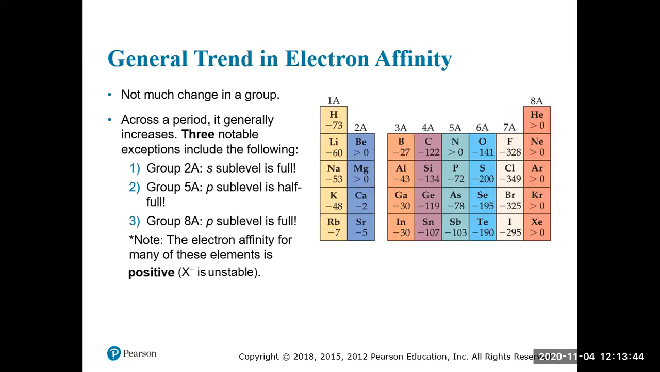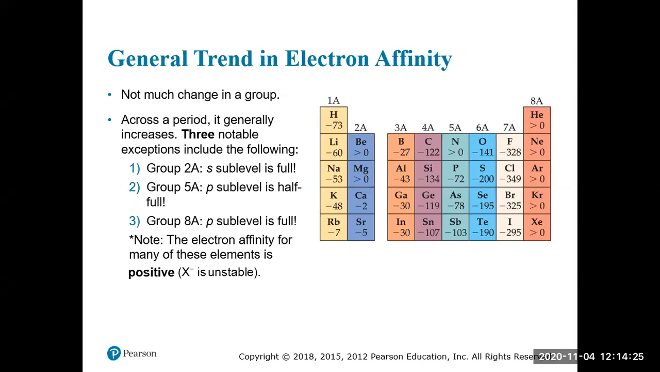So when we talk about the general trends in electron affinity, what we see is there's not a lot of difference in a group. So you see, for instance, the 1A group, minus 73, minus 60, minus 53, minus 48, minus 7, a little bit of change there, but not huge differences. They're all kind of the same order of magnitude type differences. Same with 3A, those are all about the same. 4A, 6A, don't see big differences there. As we go across the periodic table, we see that in general it increases.